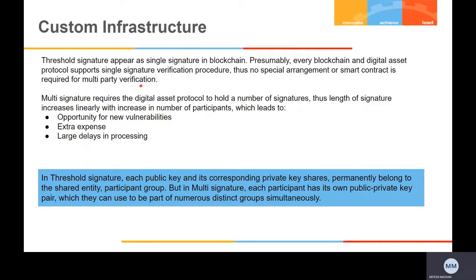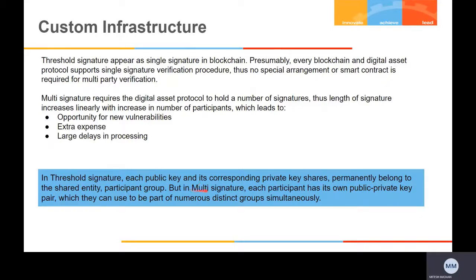the threshold signature. But in the case of multi-signature, it records the signature of all the participants involved on the block of the transaction itself, which increases the length of the signature linearly with the increase in the number of participants, takes up more space on the block of the transaction, thus leading to large extra expense in the transaction, large delays in processing, as many miners prefer to process or validate single signature and threshold signature over multi-signature transactions. And it also opens up and provides more opportunity for vulnerabilities and errors.